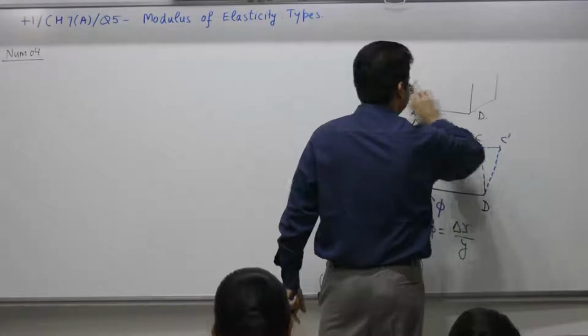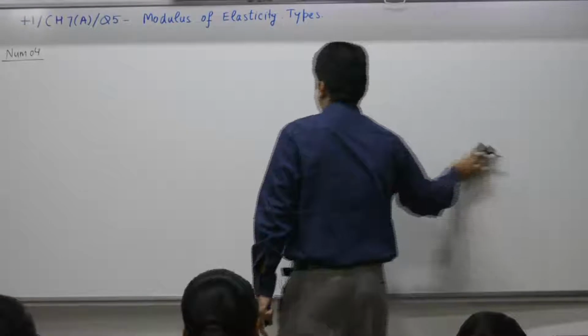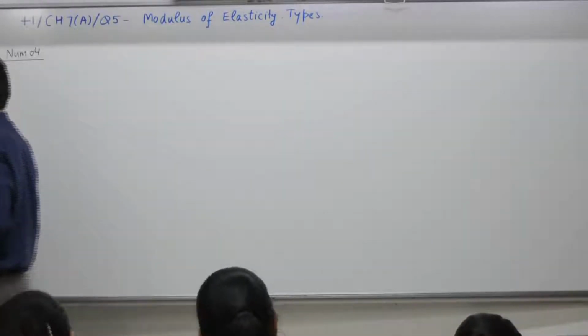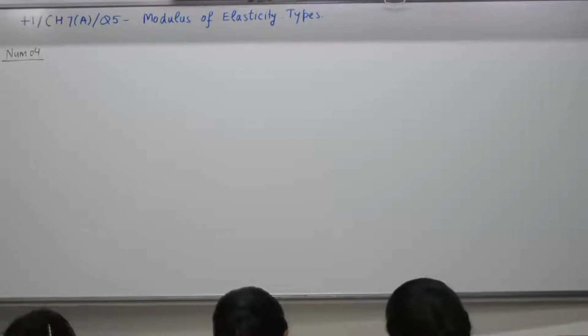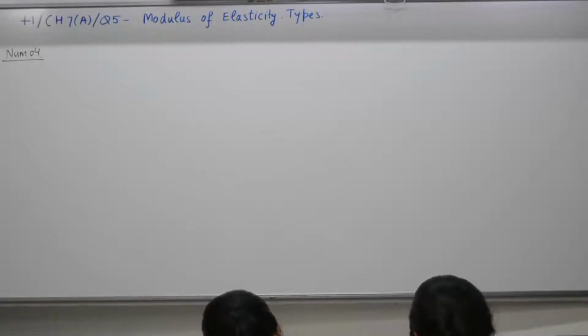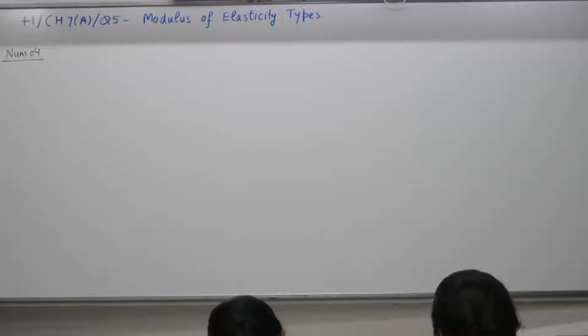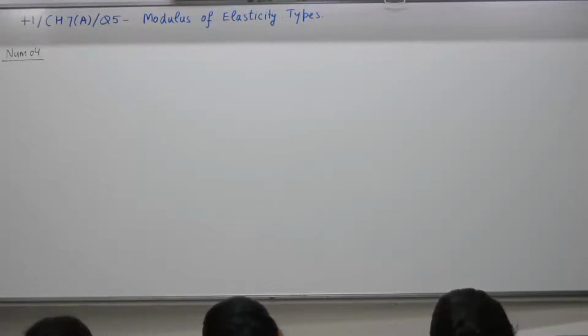Refer to numerical number 4. Two exactly similar wires of steel and copper are stretched by equal forces. If the total elongation is 1 centimeter, find by how much each wire is elongated. Young's modulus for steel is 20 × 10^11 dyne per centimeter square, and Young's modulus for copper is 12 × 10^11 dyne per centimeter square.